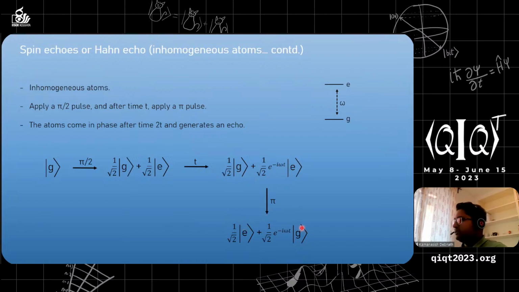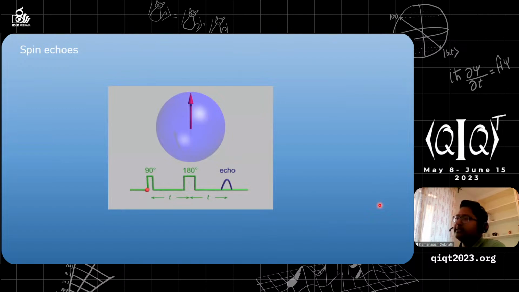And now if we let it evolve for another time, this is also known as a time reversal type operation, because the prefactor in front of E now went before G. So this will now not evolve anymore, but rather this one will now evolve. And after the same time t, they are in phase. And when they are in phase, they emit in phase and they generate an echo. This is also shown in this schematic, which I kind of stole from Wikipedia.